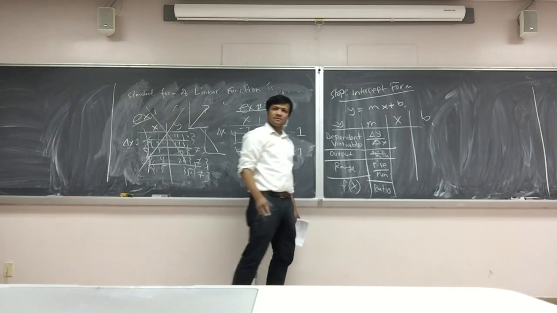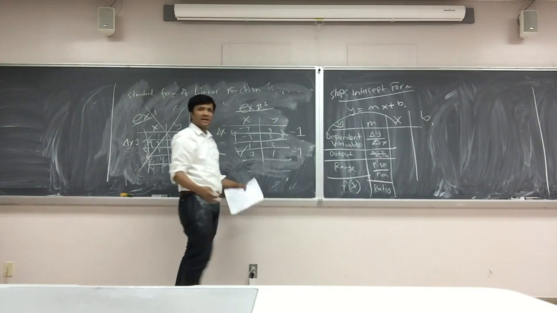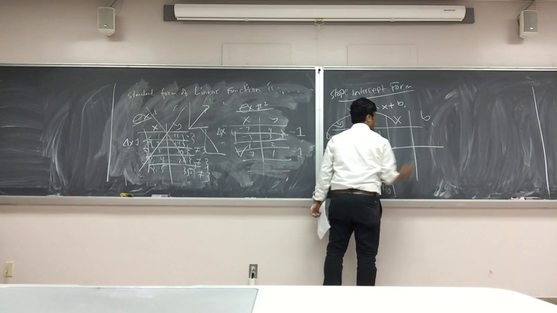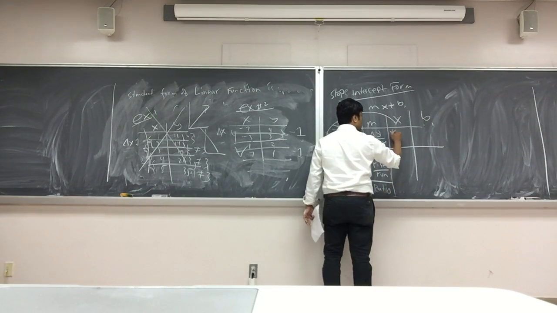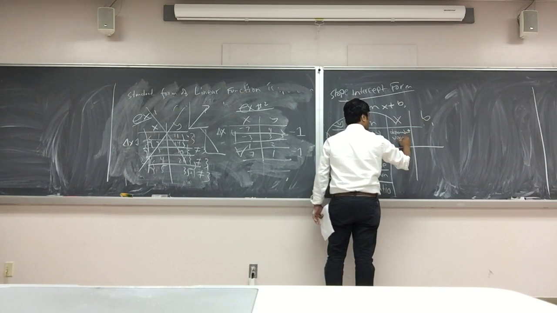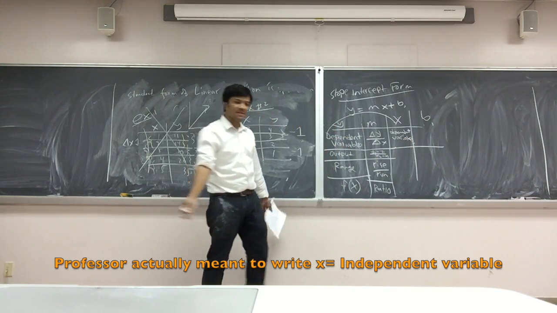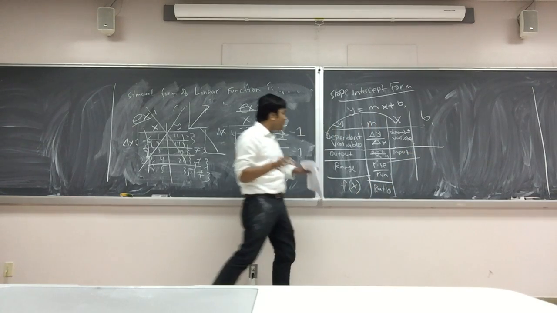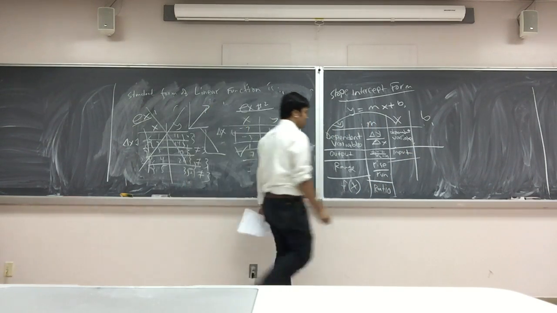What about x? The x is totally opposite of this one. If y is the dependent variable, it's dependent on what? It's dependent on x. So this is independent. If y is output, x is input. If y is range, then x is domain.